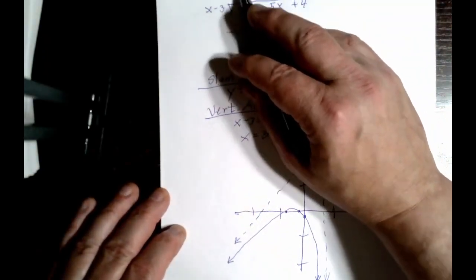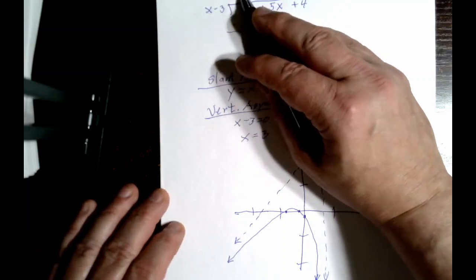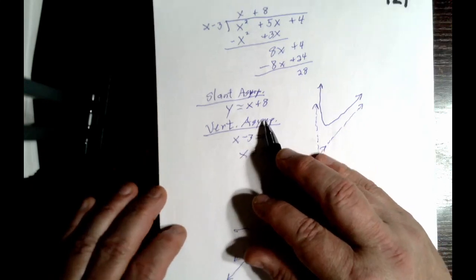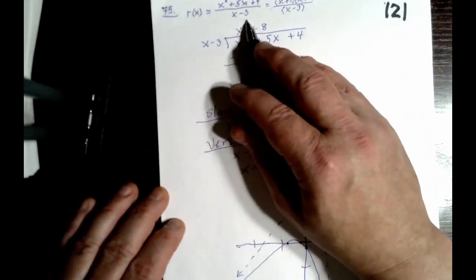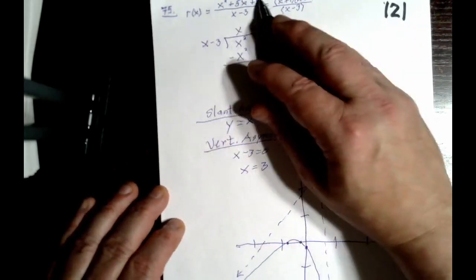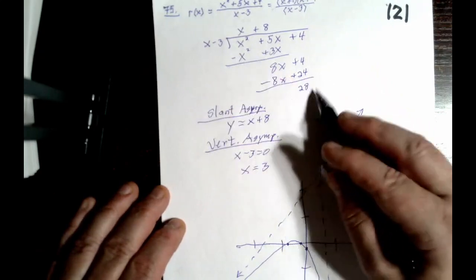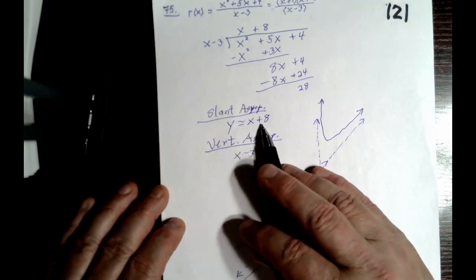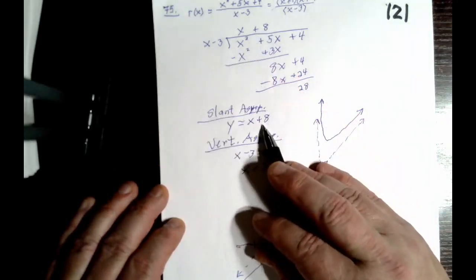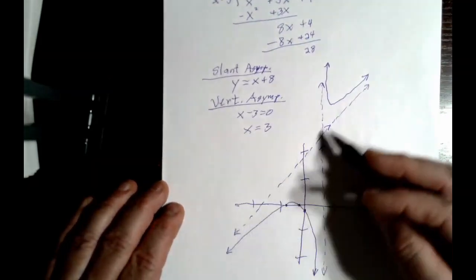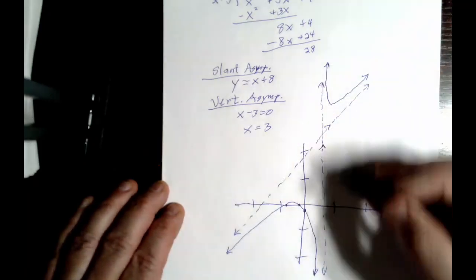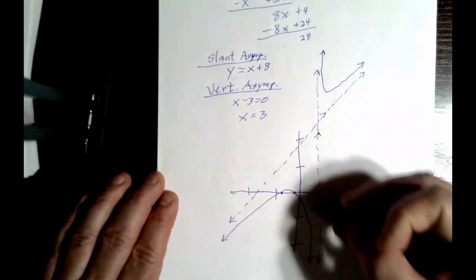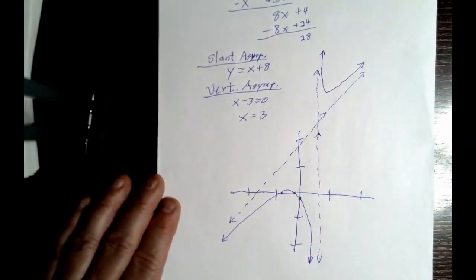Now 75, degree 2 over degree 1. So the top is bigger than the bottom, so you're not going to have a horizontal. But you will have a slant. Now how do you do the slant? You do long division with this guy, and you ignore your remainder. You just use the quotient. Y equals your quotient. And so y equals x plus 8 is your slant. X equals 3 is your vertical. And if you graph some points, you'll see that it does this.